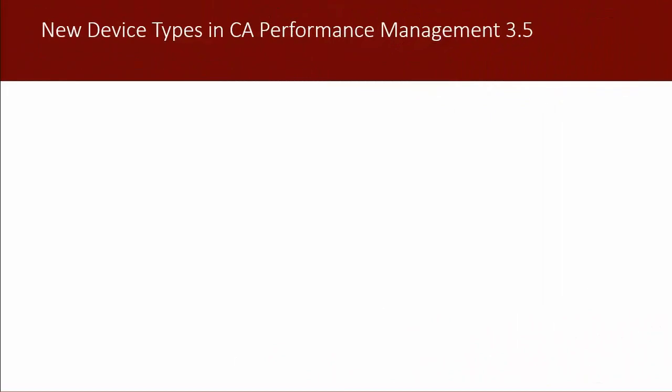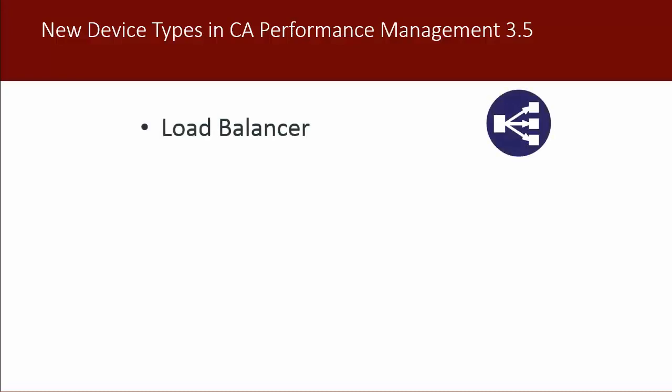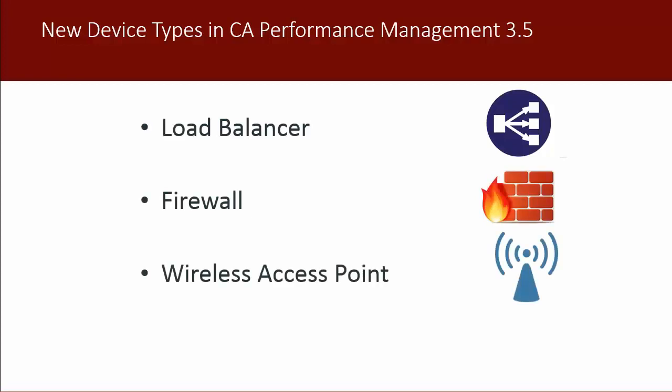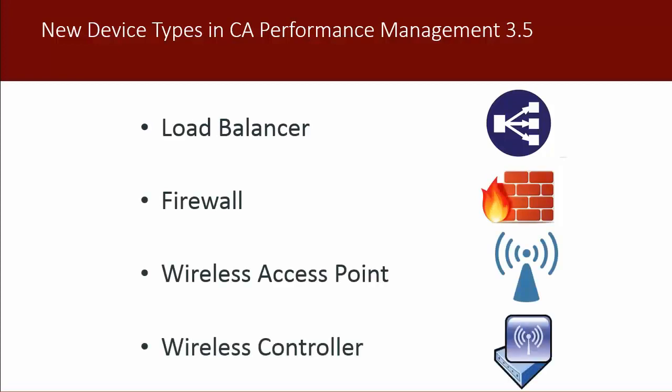In an effort to provide enhanced visibility into distribution, security, and wireless technologies, CA Performance Management 3.5 introduces 4 new types to classify devices: load balancer, firewall, wireless access point, and wireless controller. Device classification is important since many decisions about data presentation in the CA Performance Center UI is based on it.